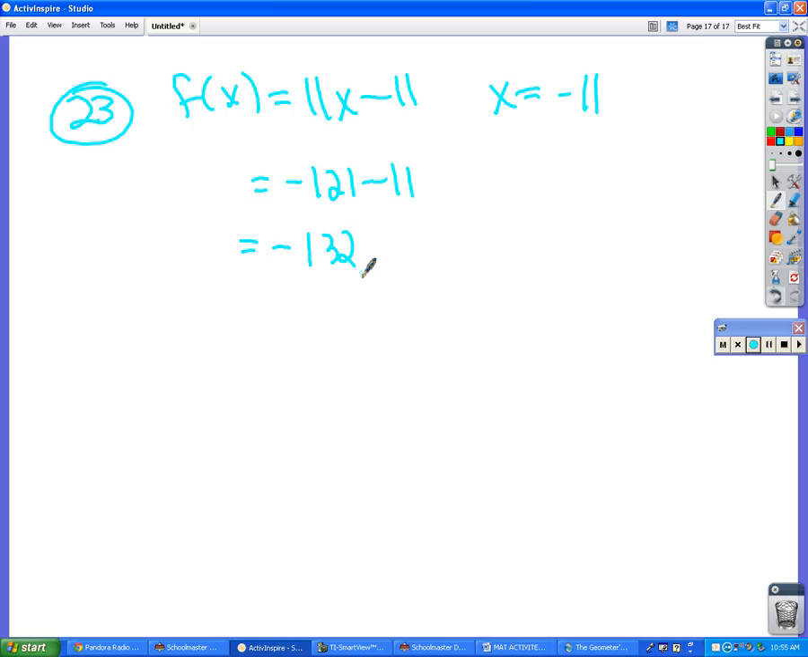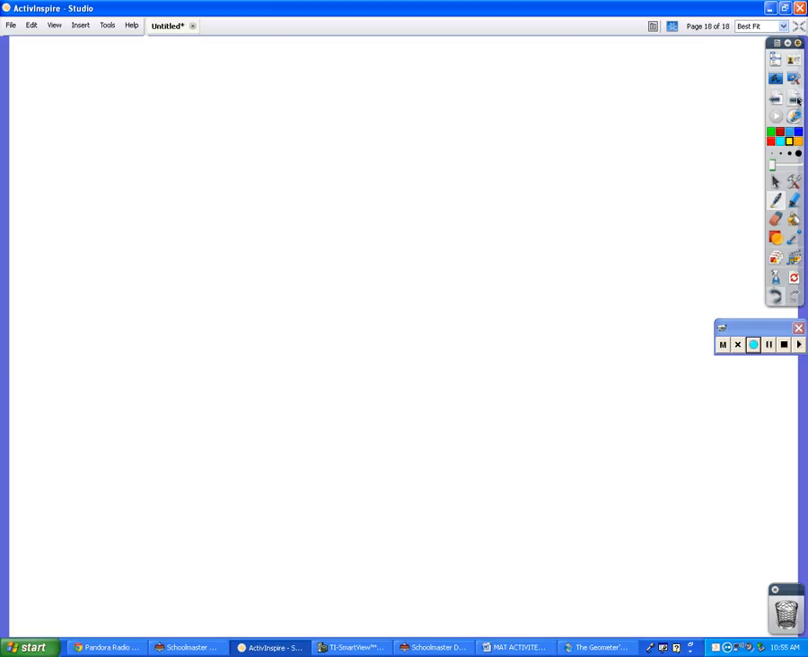Okay. All right, and then we have some word problems. Everybody loves word problems, right? Technically, it's not really a word problem. Did you do 25 and 26? Okay. All right, so number 25 says, write a function rule to model the cost per month of a long-distance cell phone calling plan, then evaluate the function for the given number of minutes.